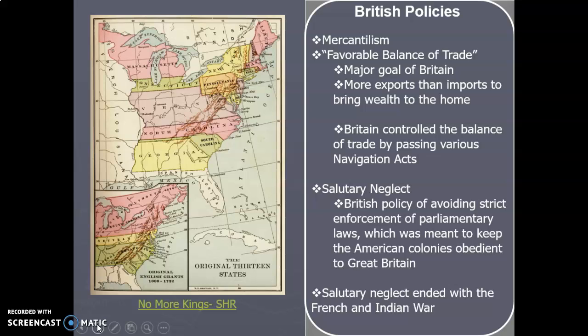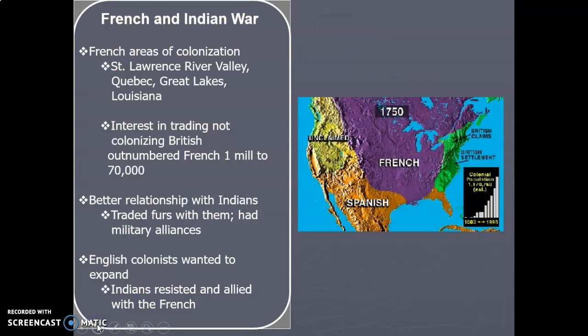Salutary neglect will end with the end of the French and Indian War, and it's going to lead to a bunch of problems. So the French and Indian War, as you see, the French colonized the St. Lawrence River Valley, Quebec, Great Lakes, all the way down to Louisiana. If you look at the picture on the right-hand side, the purple, that's French territory. They were interested in trading. They did not want to colonize. They only wanted to trade with Native Americans.